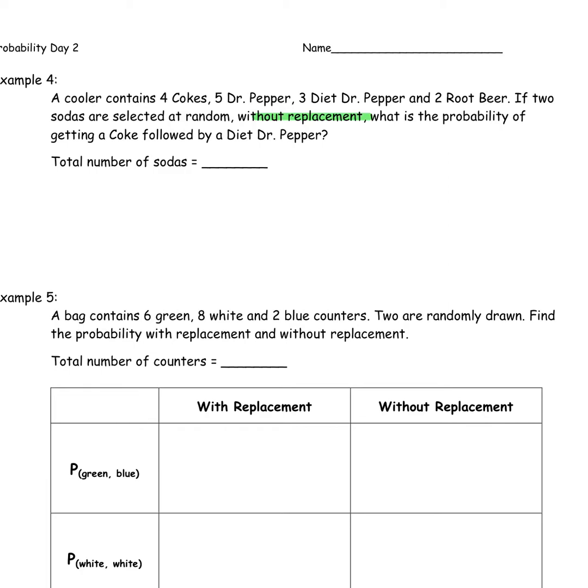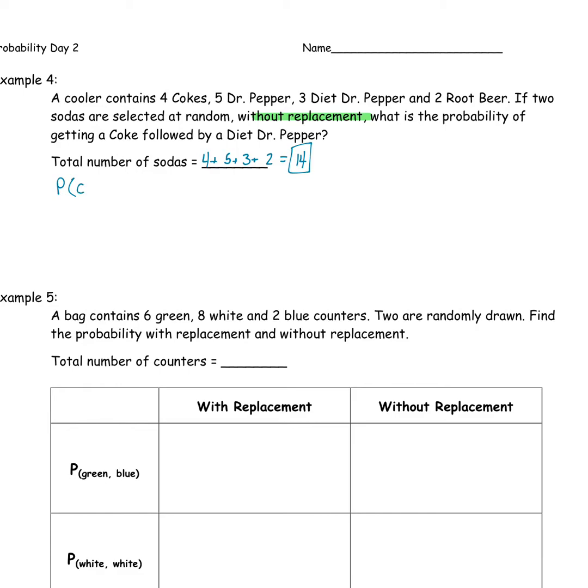So first off, we're going to total up the sodas. Got 4 Cokes. Can't write in highlighter, dummy. 5 Dr. Pepper. 3 Diet Dr. Pepper. 2 root beers. 4 plus 5 is 9, plus 3 is 12, plus 2, 14 total.